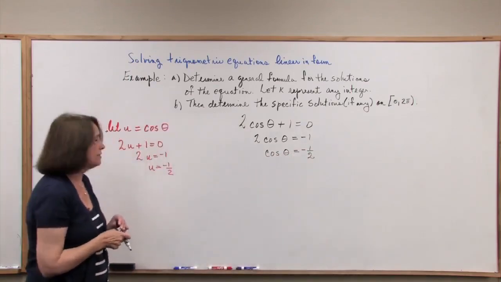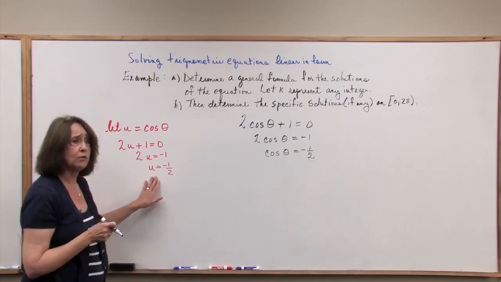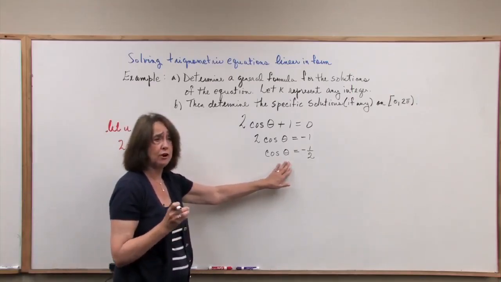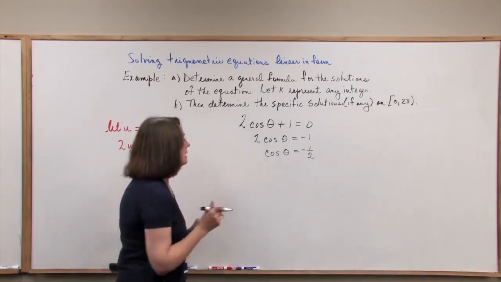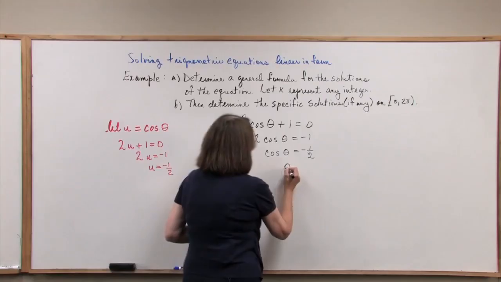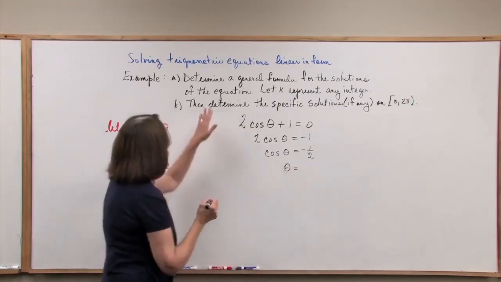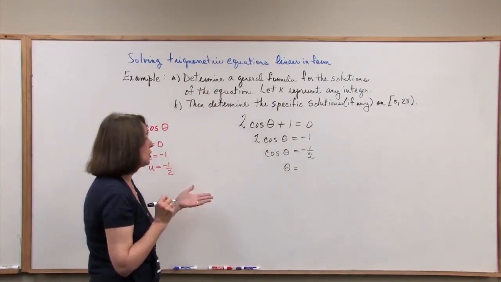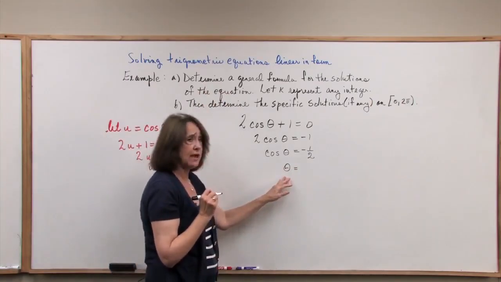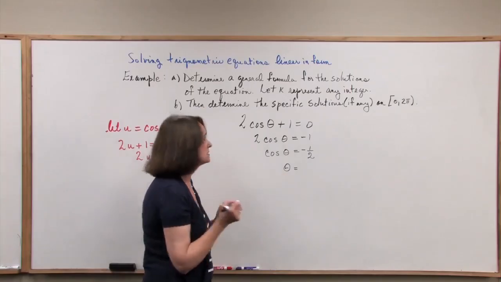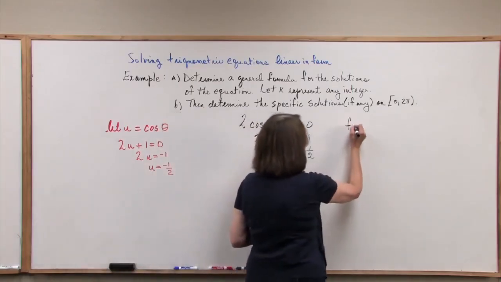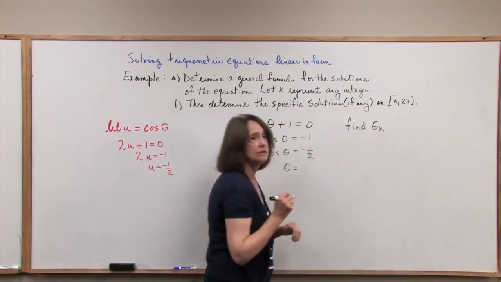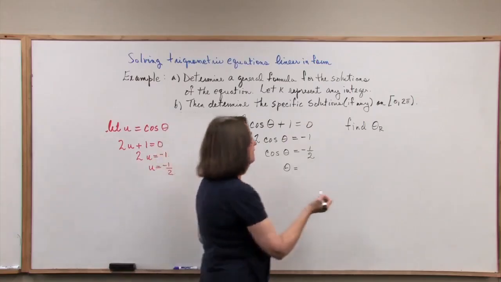Okay, unlike the algebra equation where we were finished, we now have to solve for the variable theta. We now want to find the general formula for all of the solutions. Well, in order to do that, we need to do a couple of things. First thing we need to do is find the reference angle, theta r.